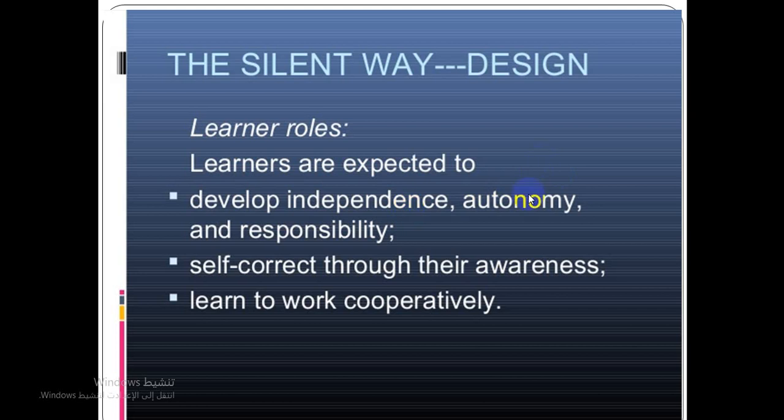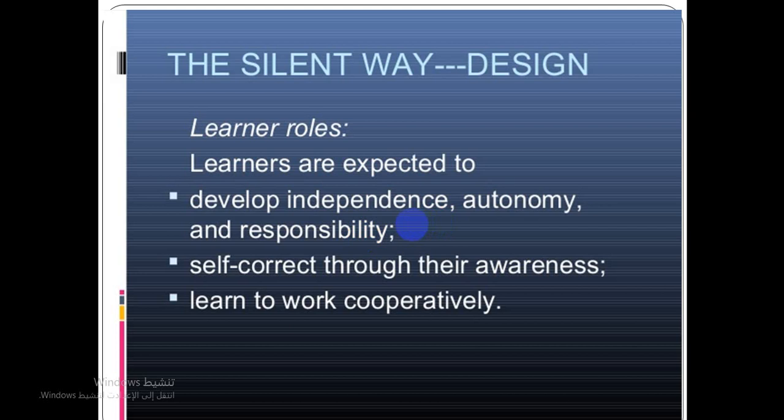Autonomy means that learners choose proper expressions in a given set of circumstances and situations. And responsibility means that learners know that they have a free will to choose among any set of linguistic choices. The ability to choose intelligently and carefully is said to be evidence of responsibility.